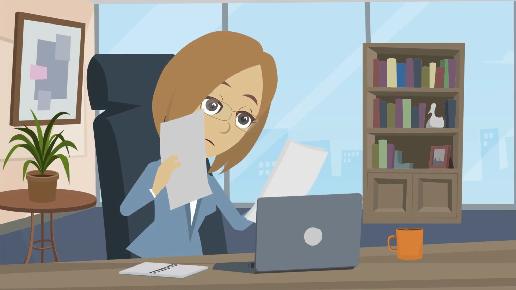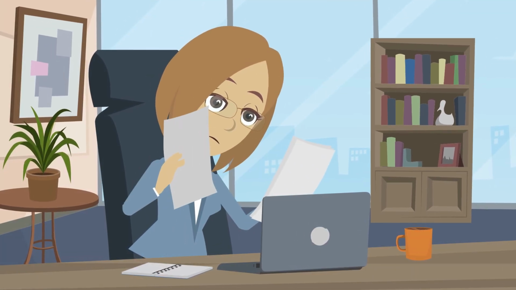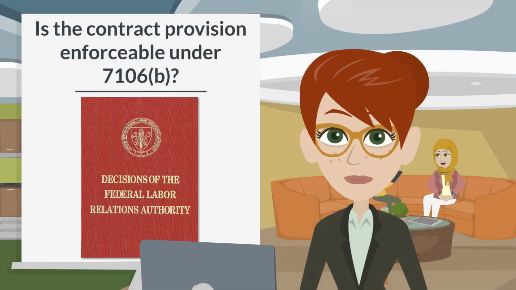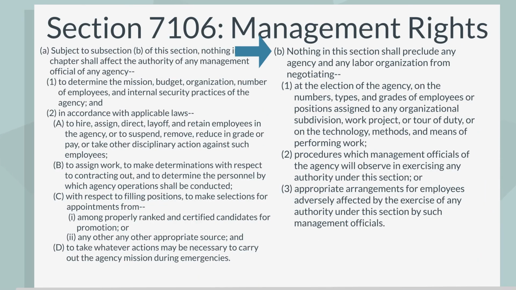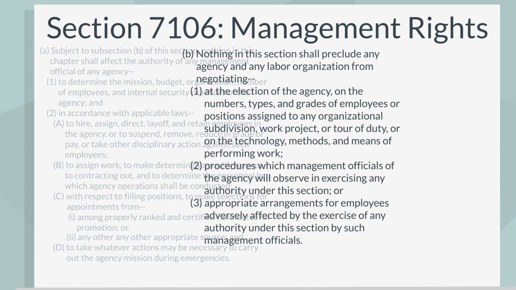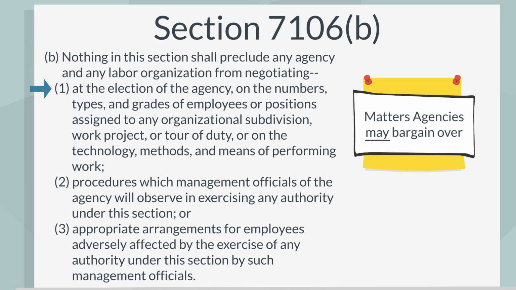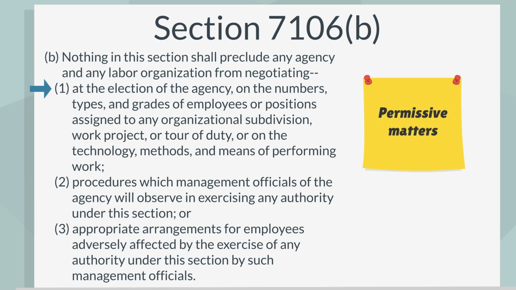So how can you assess whether the contract provision, as interpreted and applied, is enforceable under 7106B? You look to the authority's case law and established standards discussing the various parts of 7106B. 7106B generally concerns exceptions to management rights and has 3 parts. Subsection 1 addresses what we call permissive matters, matters agencies may, but are not required to, bargain over under the statute. However, if those matters end up in your agreement, then arbitrators may enforce them.